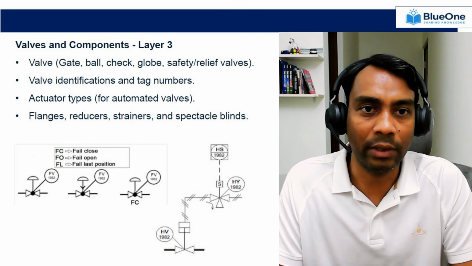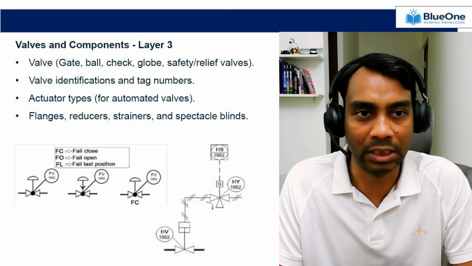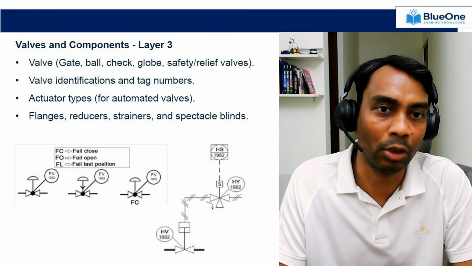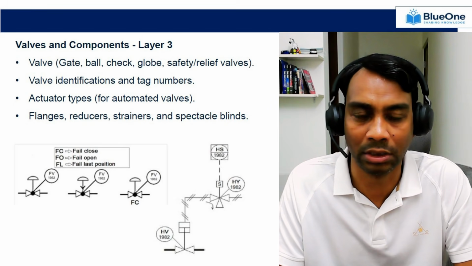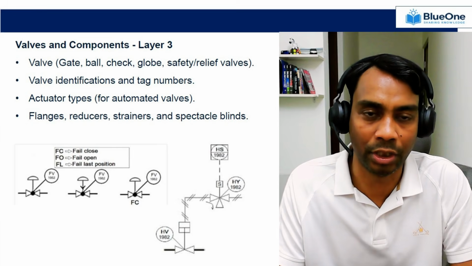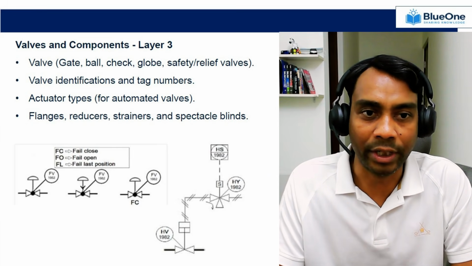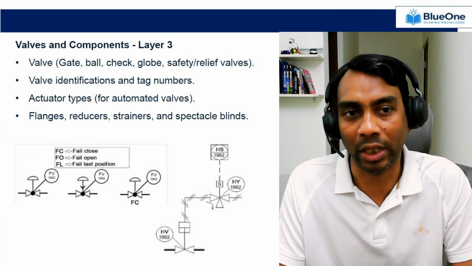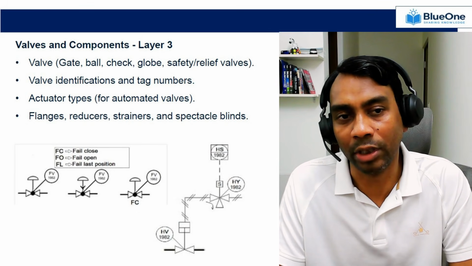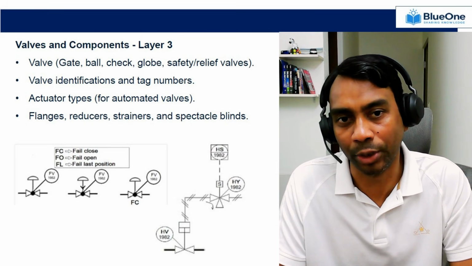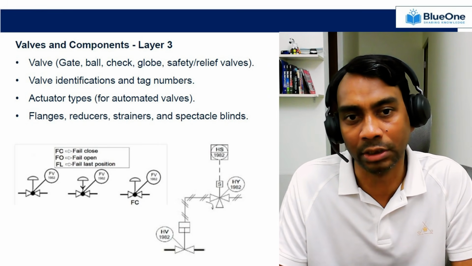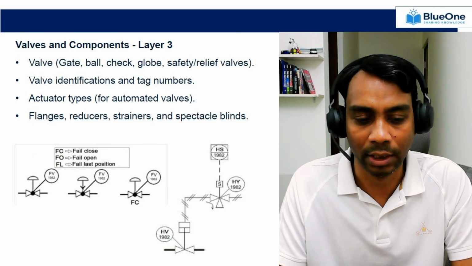So if you see the layer 3 information, you will typically see the different types of valves. For example, gate valve, ball valve, check valve, globe valve, and safety and relief valves. You will also see valve identification and tag numbers on each component to identify the uniqueness of that particular device. There are certain valves with an actuator, so you can also have the information about the actuator type for the automated valves. And you'll have information about flanges, reducers, strainers, and the spectacle blinds wherever required.